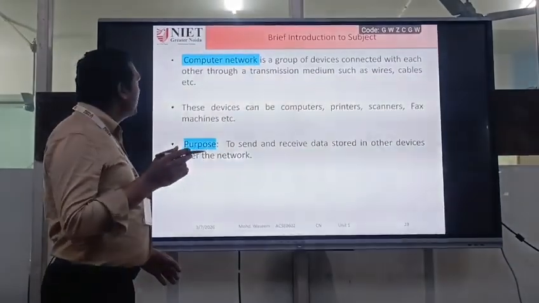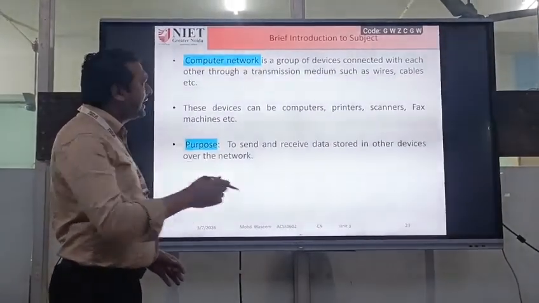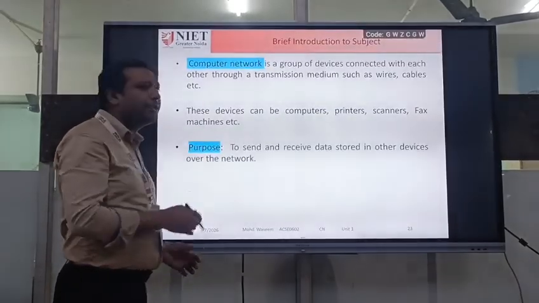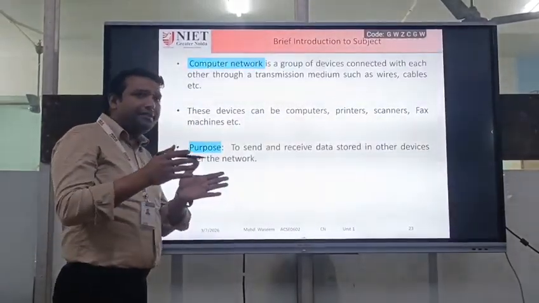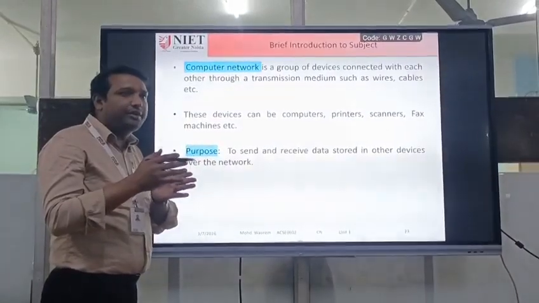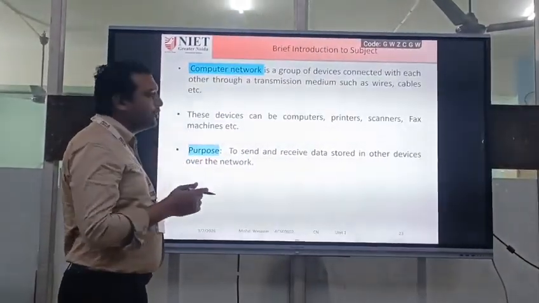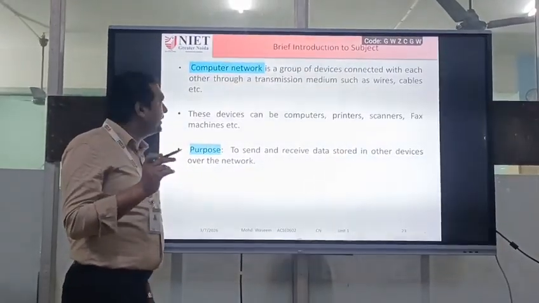We are going to study a brief introduction of computer networks. First, a computer network is a group of devices connected with each other through a transmission medium such as wires, cables, etc. So what is a computer network? We have different devices connected through links. We are going to have a brief introduction about computer networks.